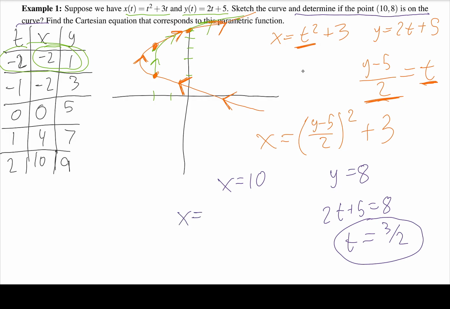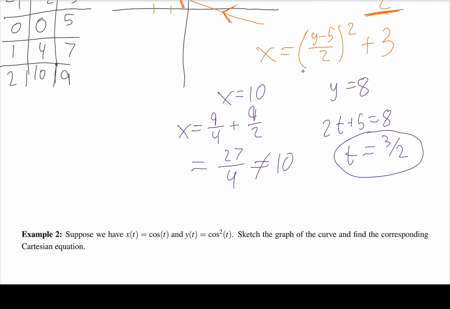That gives x equals 3 halves squared, which is 9 over 4, plus 3 times 3 halves, which is 9 over 2. That is equal to 27 over 4, which is not equal to 10. And so that tells me that (10, 8) is not on the curve.